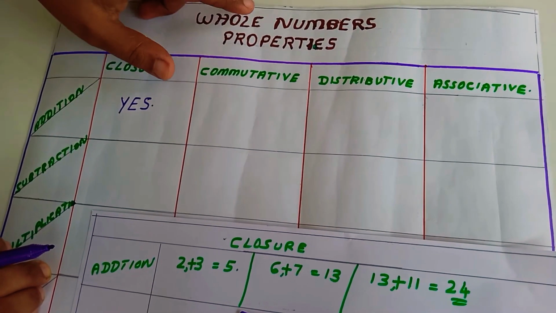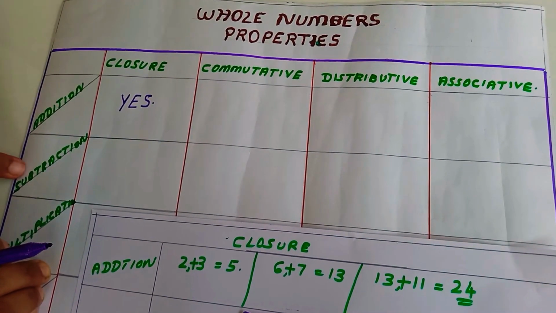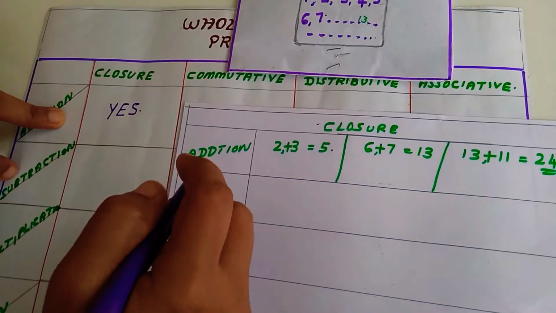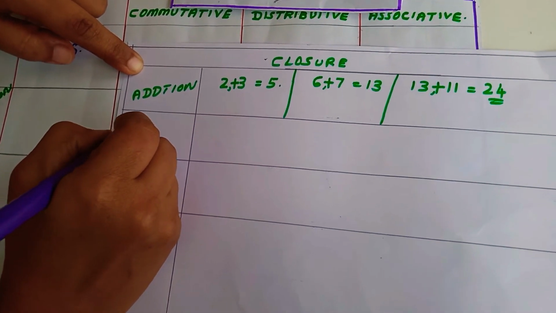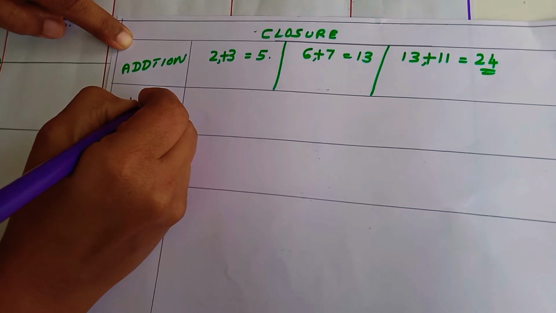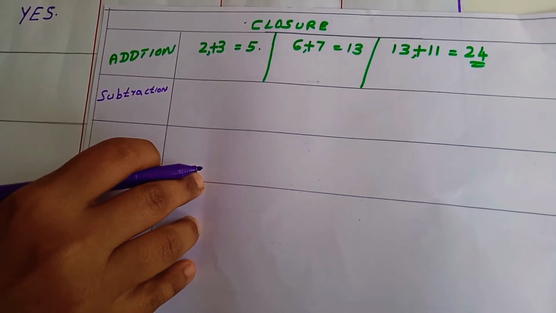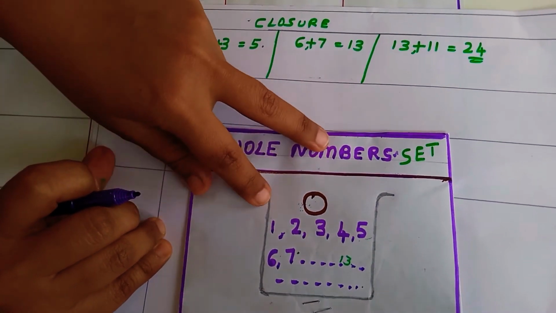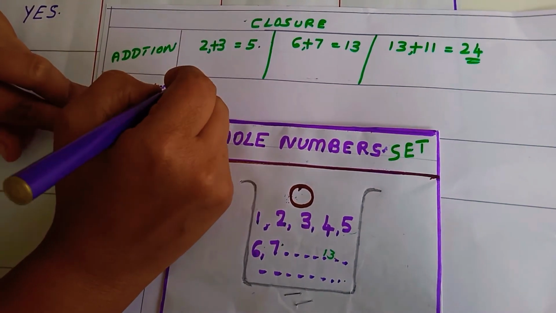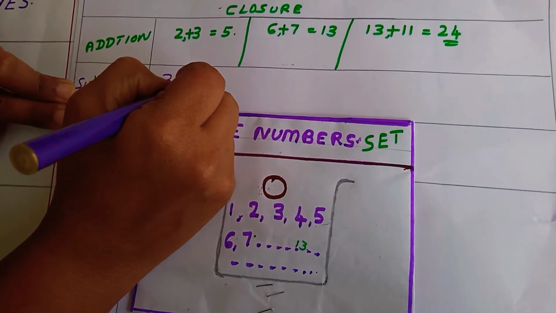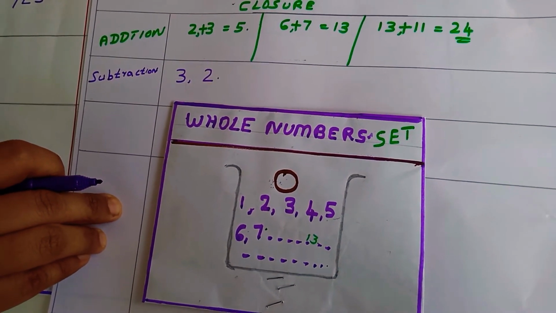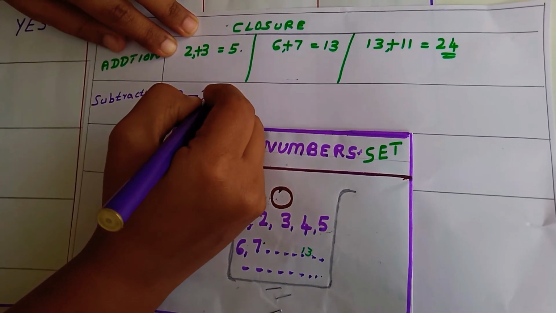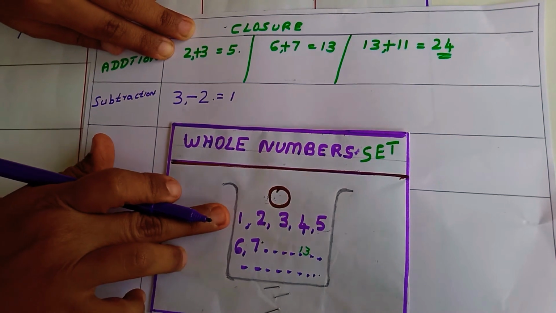Then what about subtraction? Are whole numbers satisfying closure property under subtraction? To check that, we are doing subtraction. Just pick out two numbers from this whole number set. I am taking 3 and 2. I should calculate the difference between these two numbers, that is 3 minus 2. Answer is 1. 1 is also there in the whole number set.